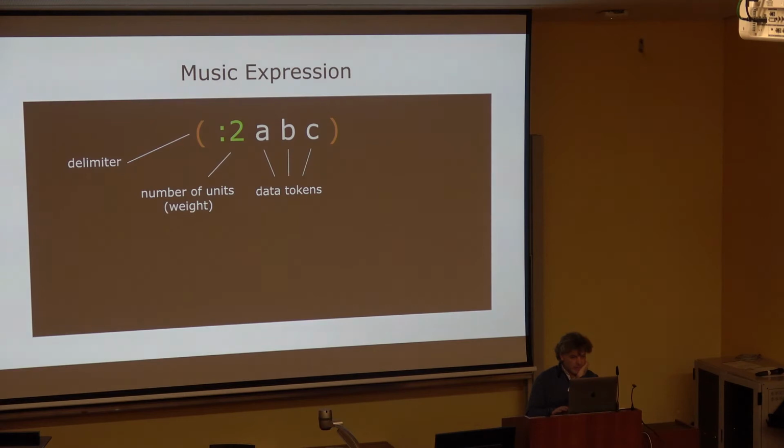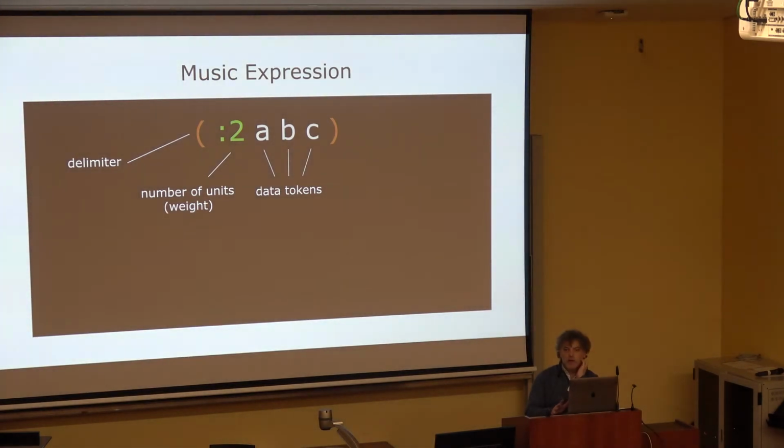So how do we do this? This is the bread and butter of Orfeo. It's the music expression. Orfeo is a functional programming language like Lisp. So it's basically music expressions that can be nested one inside each other. So how is a music expression done? You have the delimiters around it, and then you have the colon 2 here, which is the number of units that the expression will take. And here A, B, C are 3 different data tokens. So what we have here is basically 3 data tokens going inside a time of 2 units.